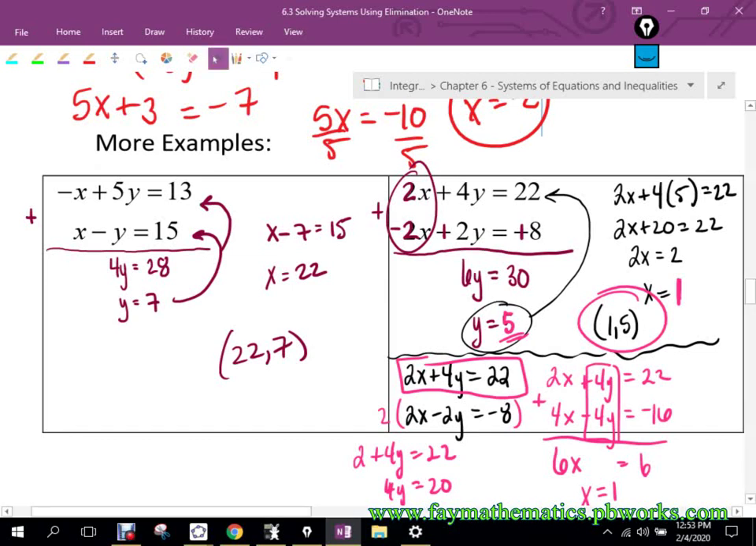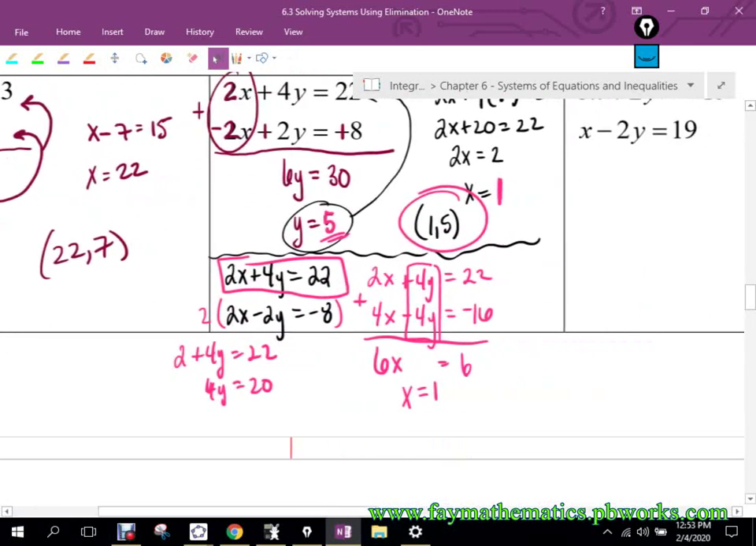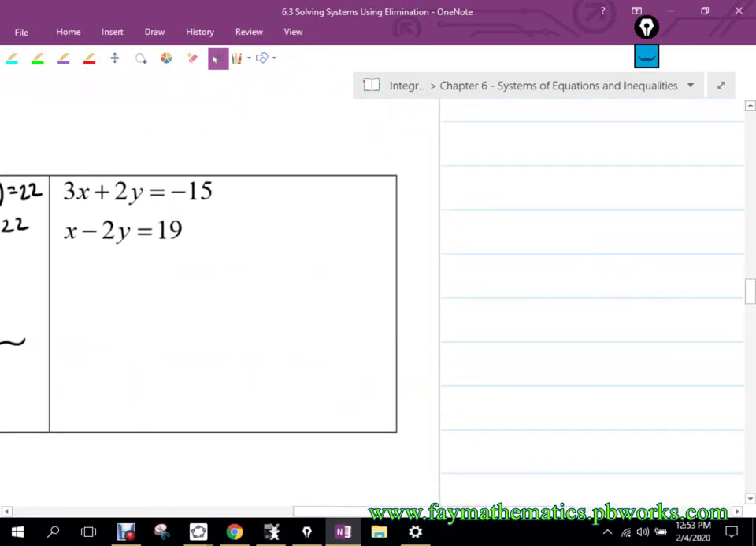And depending on what you saw, if I want to cancel y's, then that's going to solve for x first. If I cancel x's, that's going to solve for y first. So that's another thing to think about if you're comparing your work with somebody else's. What about those two? Okay, so the y's cancel.